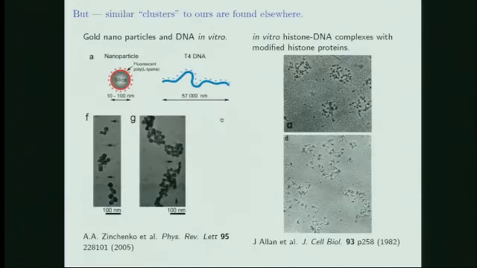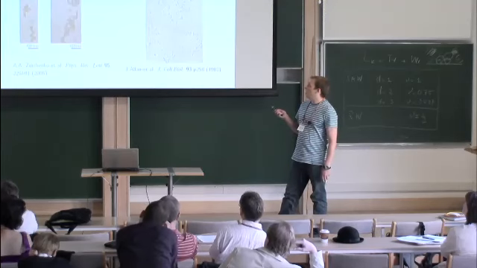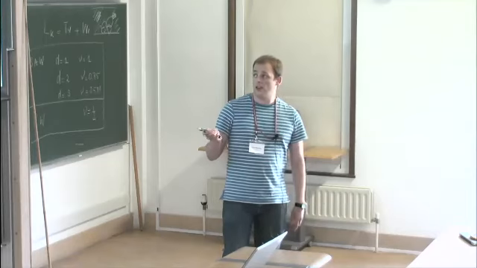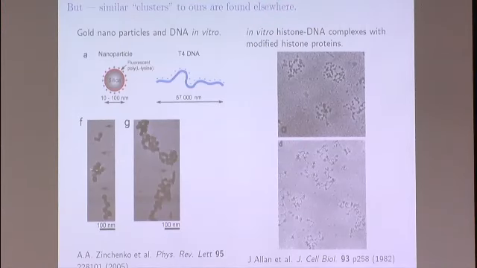Okay, but similar clusters have been observed elsewhere. For example, there have been some experiments where they put gold-coated nanoparticles in a solution with DNA, and the DNA wraps around the nanoparticles like it wraps around the nucleosome cores, and you see these clusters of nanoparticles with the DNA wrapped around. And so these globular clusters look a little bit more like what we see in our simulations.